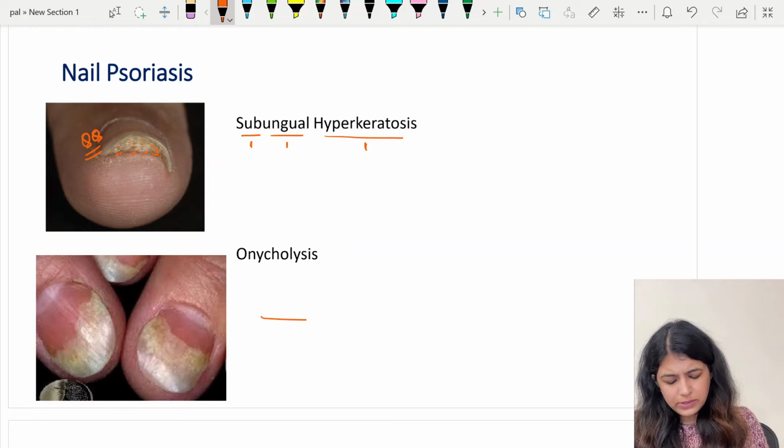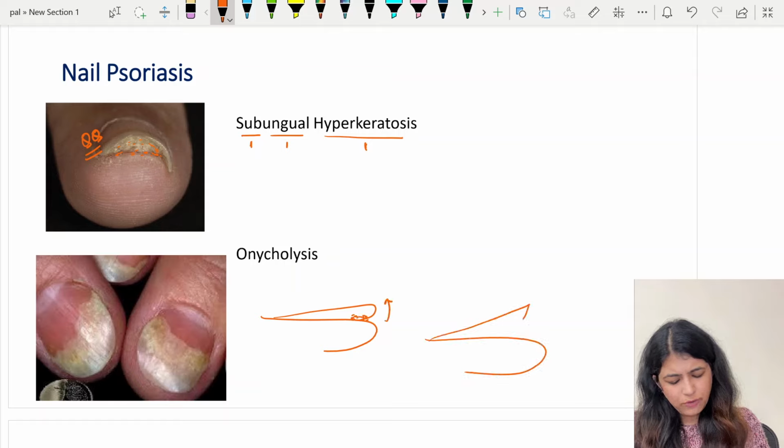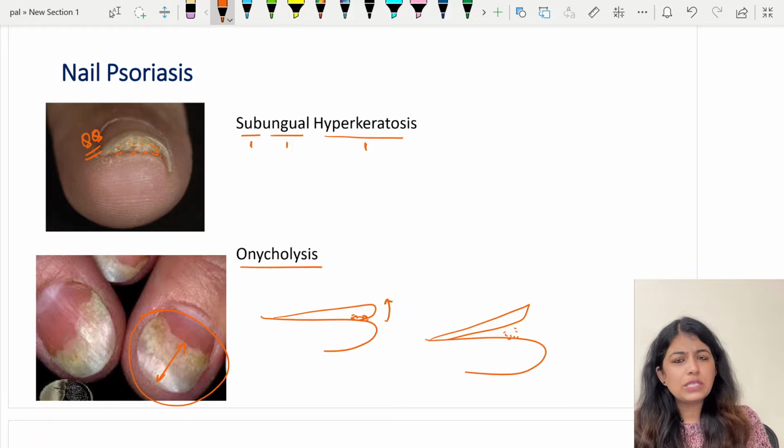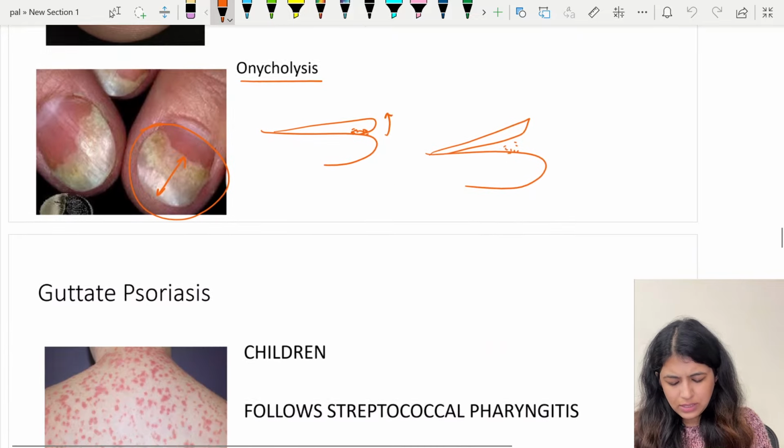And when this scaling accumulates here, it is going to lift up the nail plate and separate it from the nail bed. This is called onycholysis, is what you see here. A separated nail plate appears white. So that is the reason why you see it white from here till here. So these are all findings of nail psoriasis.